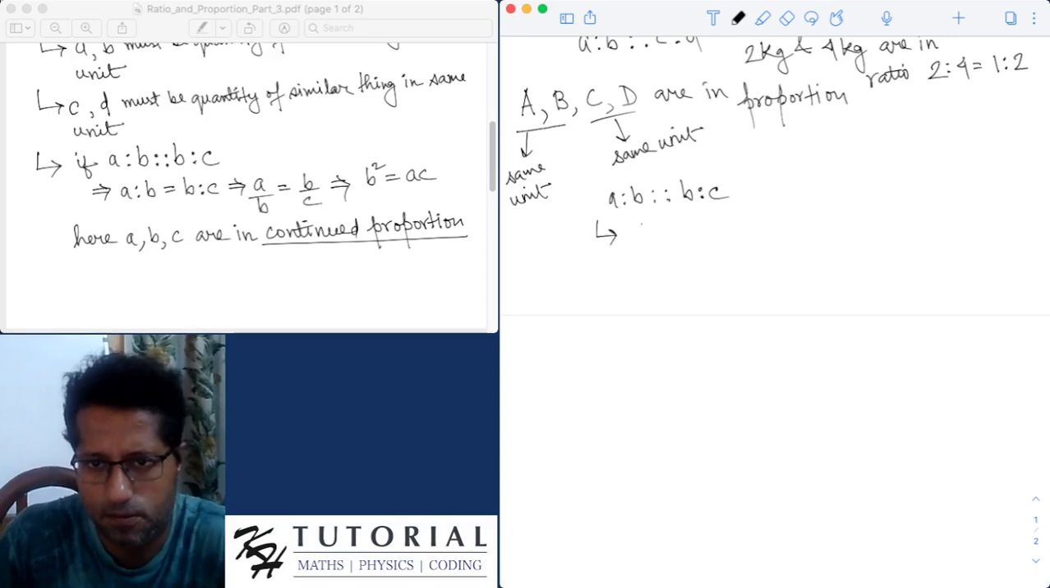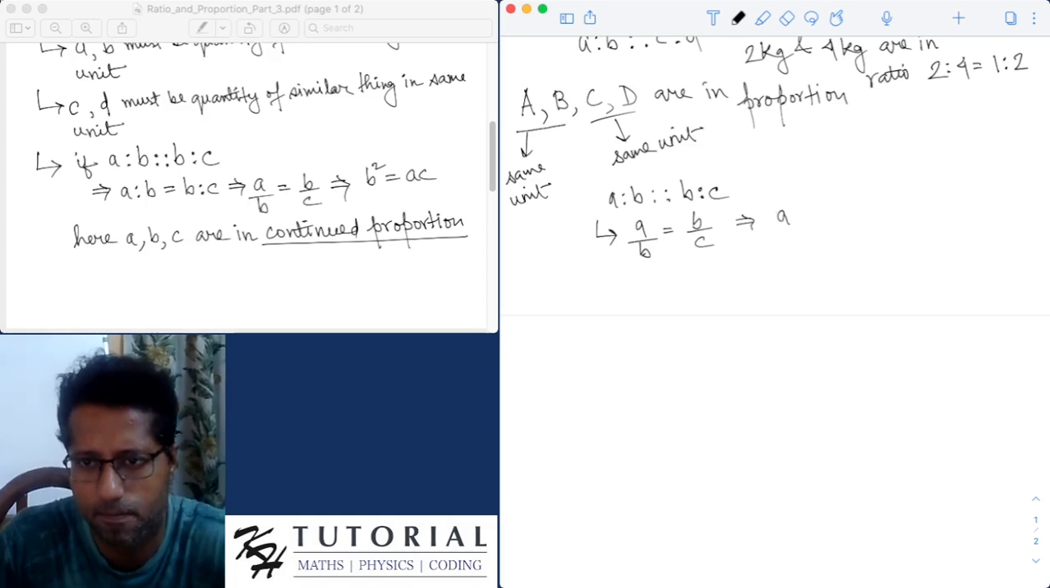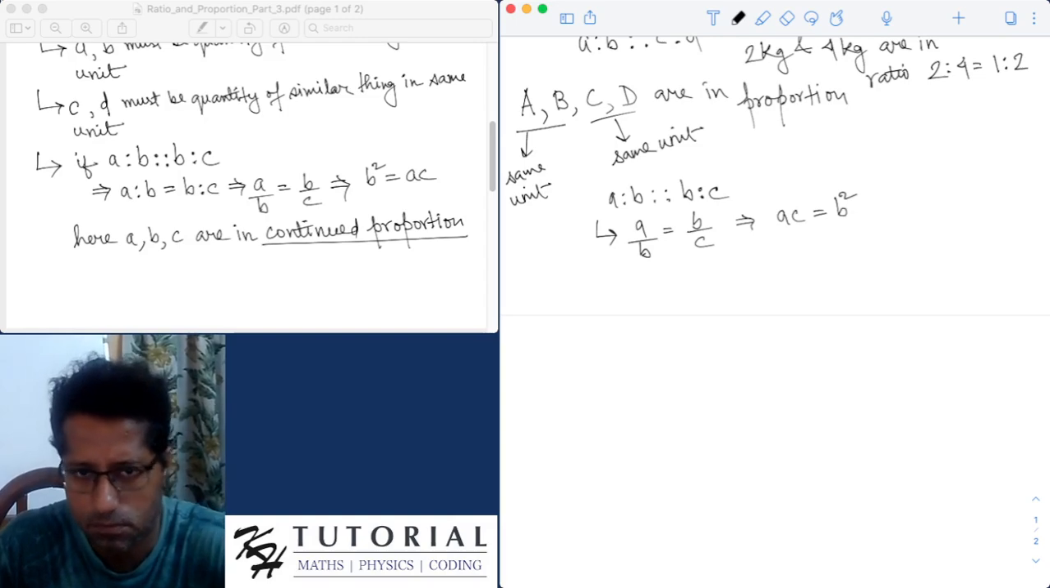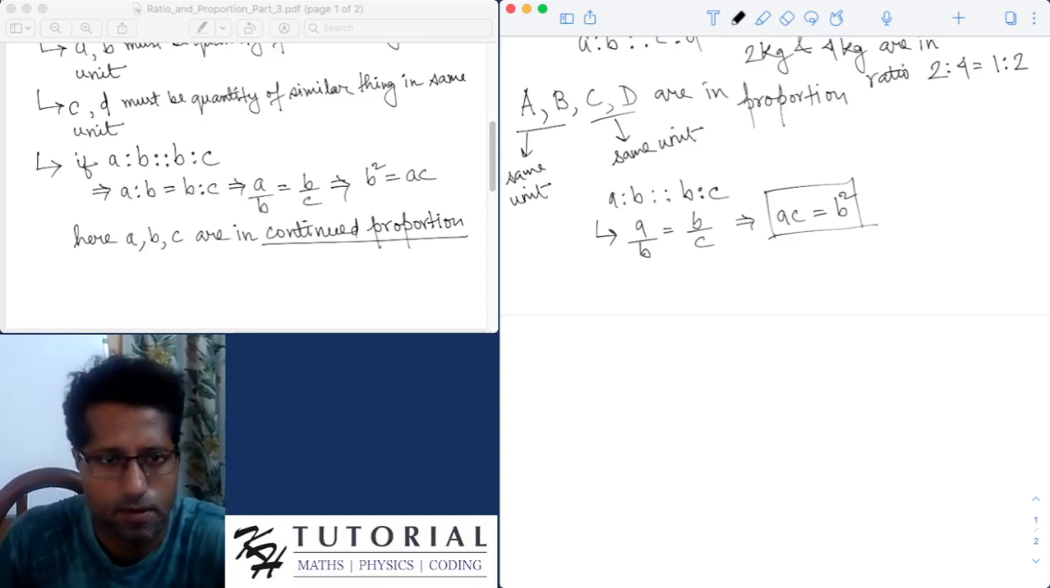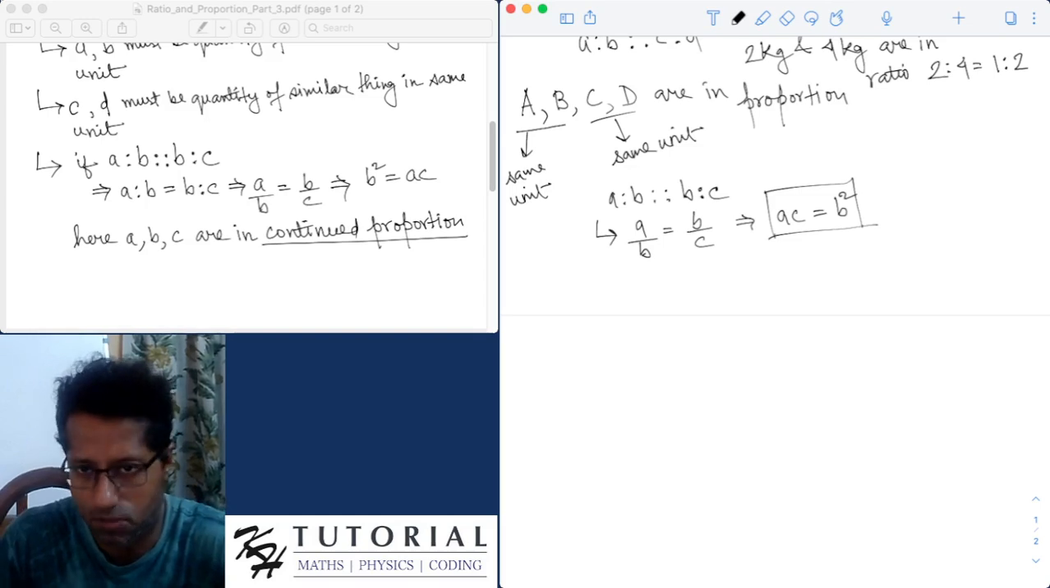This also implies that the ratio A by B equals B by C, and from here, if we do cross product, we get AC equals B square. So this is one important formula you should remember for 3 terms, and here A, B, C are in continued proportion.